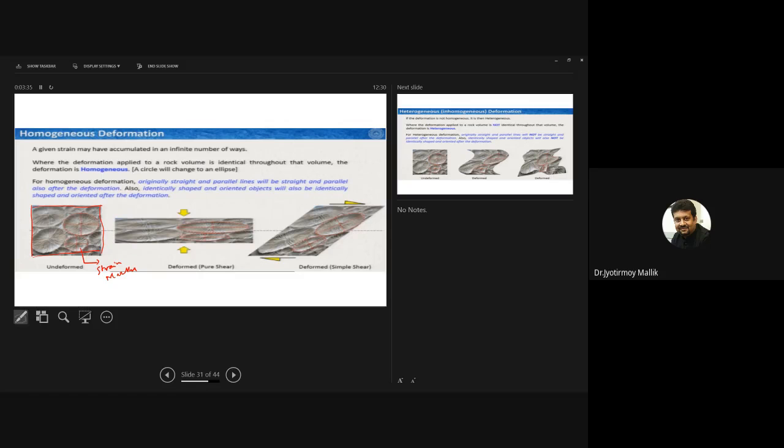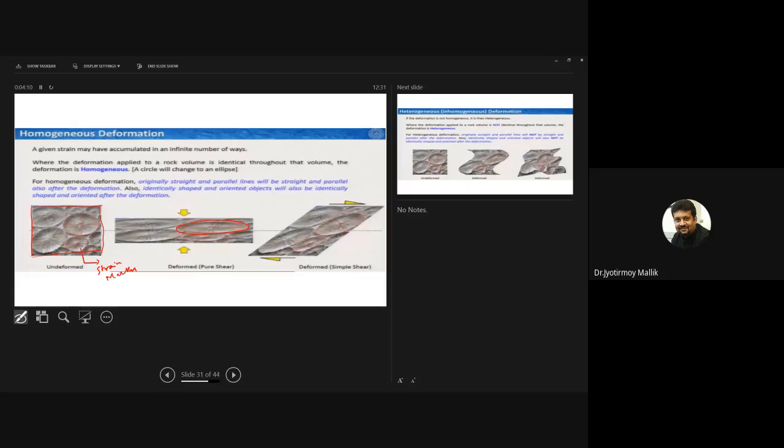Now you can see that in this particular case, the fossils have been deformed by pure shear deformation. The circles have kind of converted into ellipses. Or it can be deformed by simple shear deformation as well. But what I am observing is that the type of deformation is the same everywhere in the rock, be it pure shear or simple shear. What do I mean by the deformation being the same everywhere?